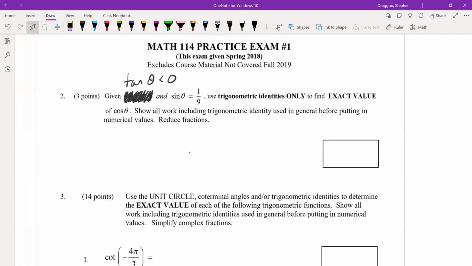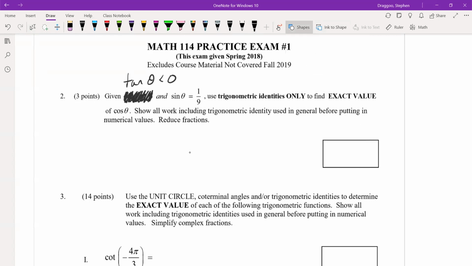All right, up next, I had to make a slight correction to the practice exam because it gave us some information that was going to be not valid. So I had to change that to just say, instead of whatever used to be there, I don't even remember anymore. It's now that tangent of theta is less than 0 and the sine of theta is 1/9. And we're going to use trigonometric identities only. So we're going to solve this one without a reference triangle. Look at reference triangles again later to find the exact value of cosine of theta. So let's go do that.